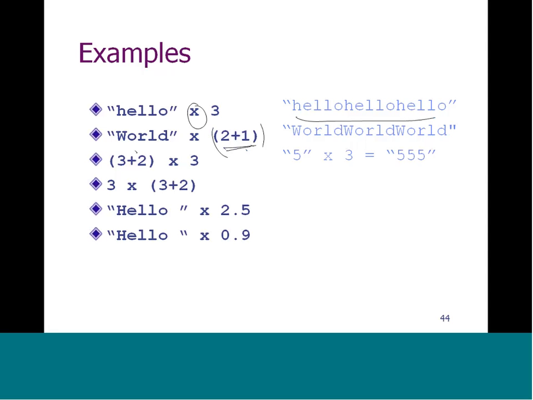Here again, when we use the x operator, the 3 plus 2 is evaluated, and that is essentially 5, and then 5 times 3 is 555, and 5 is treated here as a string or a literal. But at the same time, 3x 3 plus 2 is actually 33333, because this 3 plus 2 is evaluated first, which is 5, so it just repeats 5 times. And hello times 2.5 is basically printed only 2 times. So the last one is just omitted.